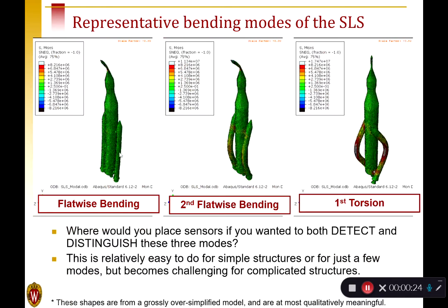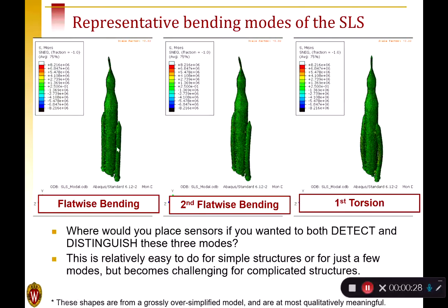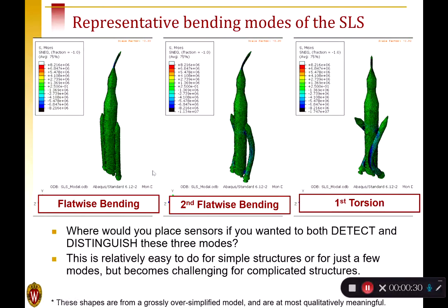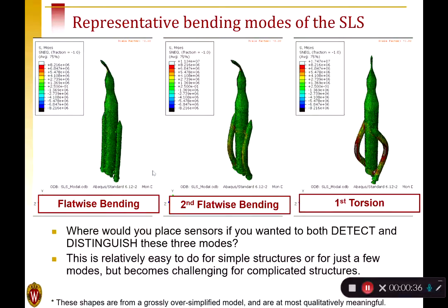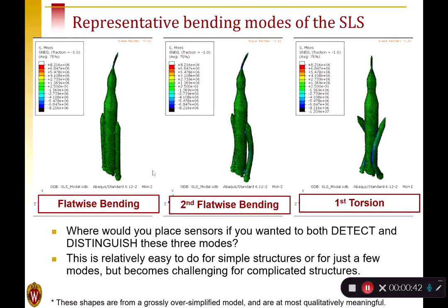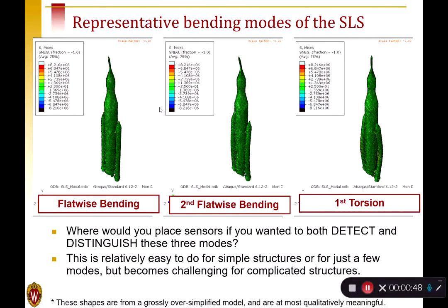Imagine that we were trying to place sensors for a test where we wanted to capture these three modes of the Space Launch System from this little simplified model. There are two important aspects to that. We'd need to place sensors so that we could detect the motion, and we'd also want to distinguish the modes. So first of all, detection. Where would we put sensors?